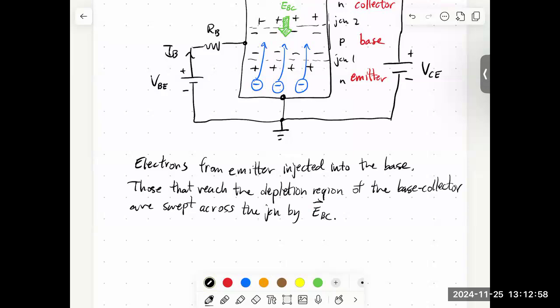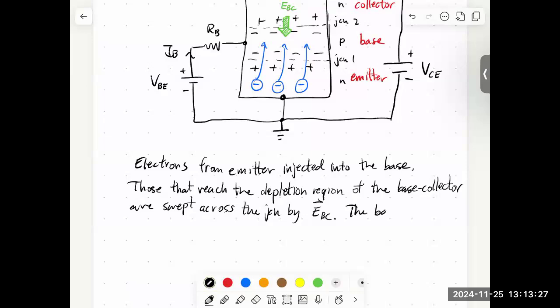When fabricating these transistors, what they do is they intentionally make the base region thin. And so that means most of the electrons that get into the base eventually do reach this region and are swept right across. The alternative is that they could flow out of this base terminal here, and some of them do that, but it's just a very few of them.